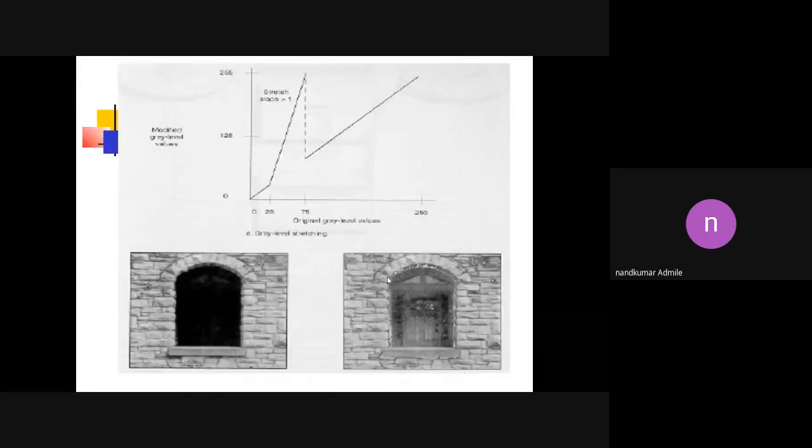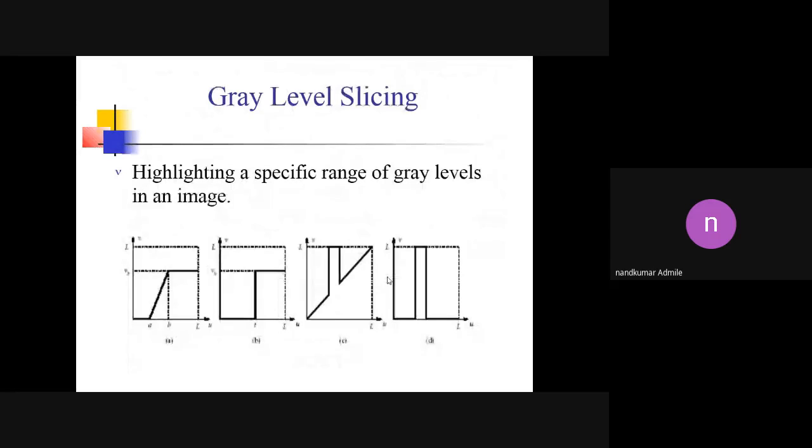So by using intensity level slicing, we can highlight the particular region from the image. Okay. So the next point is gray level slicing. The basic difference between intensity level slicing and gray level slicing is that in gray level slicing, we can consider multiple parts.